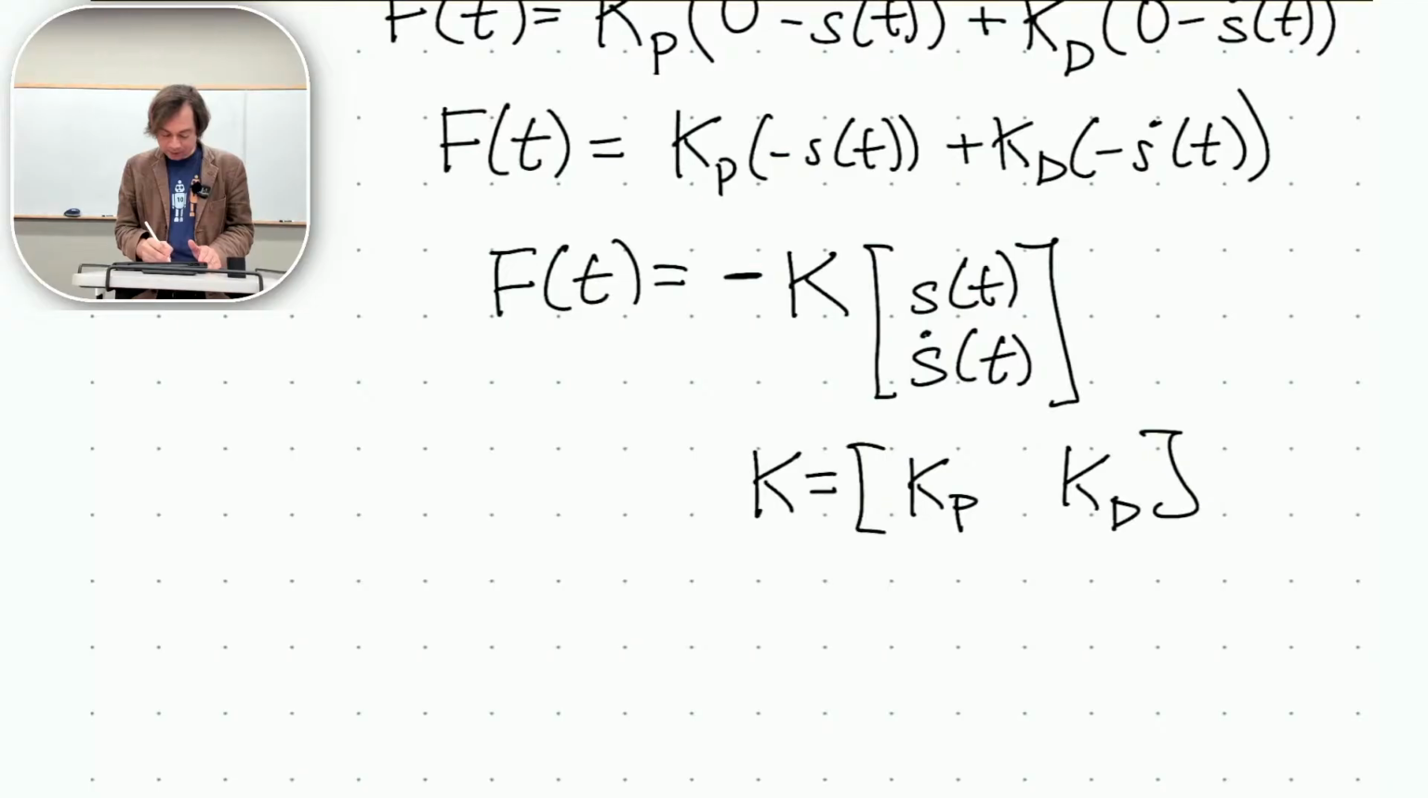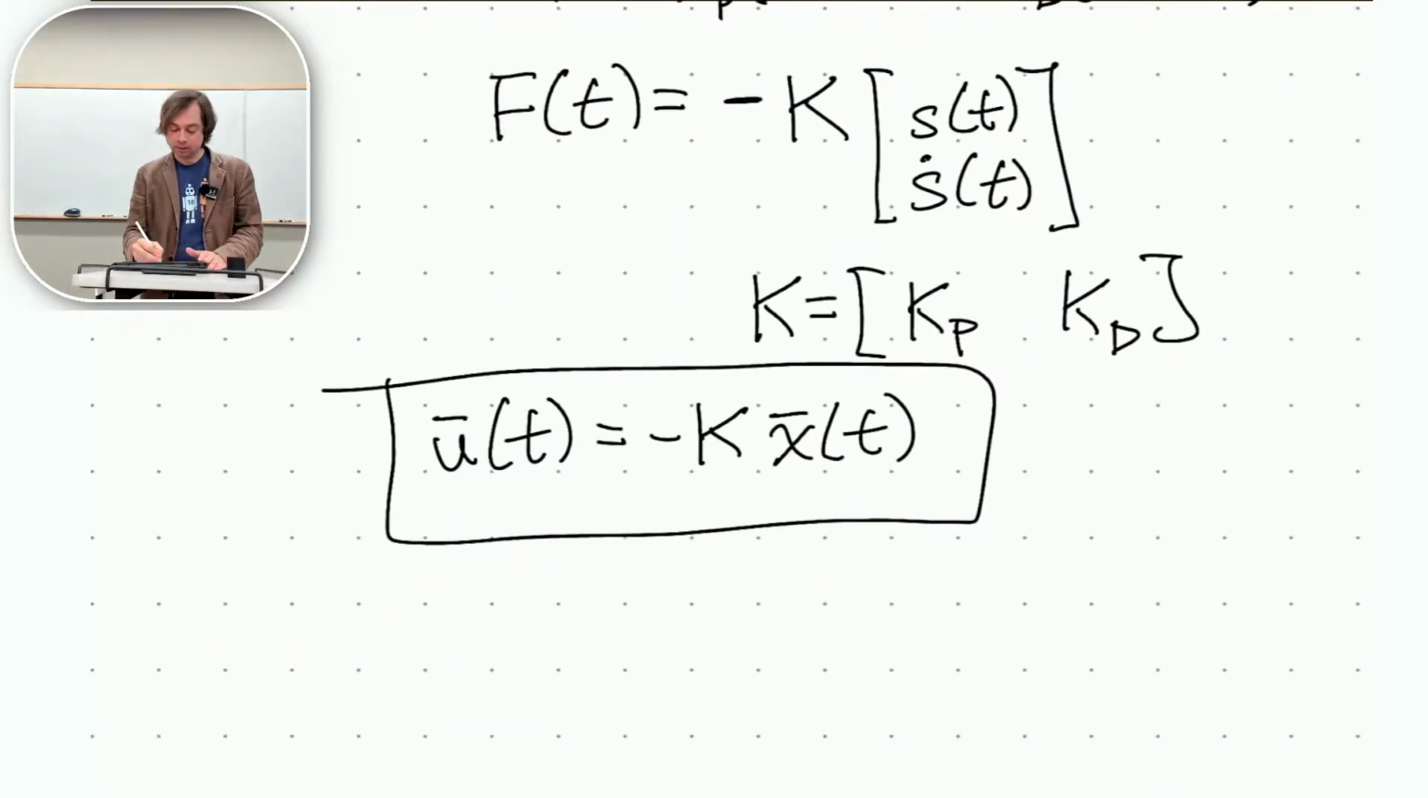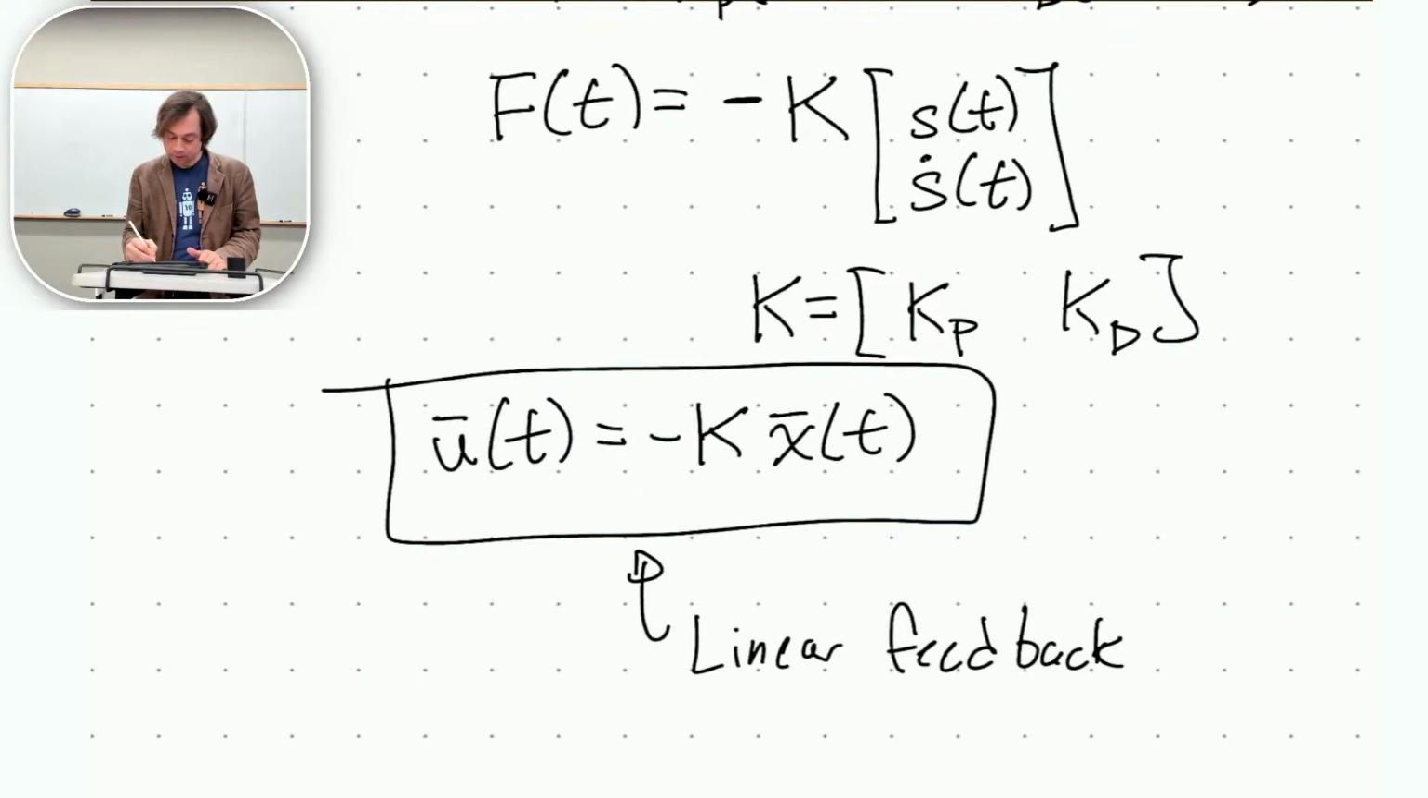So you can rewrite this as u of t is equal to minus K times x of t. It's called a linear feedback controller.